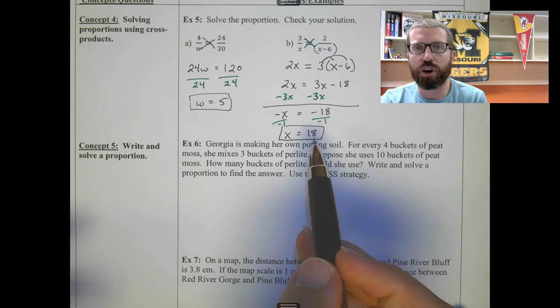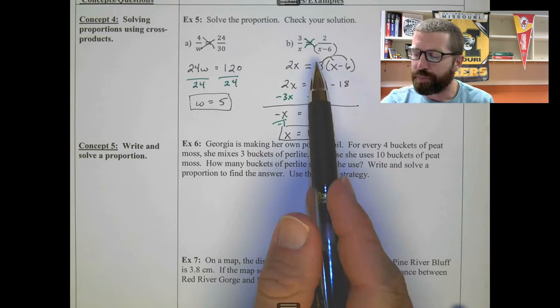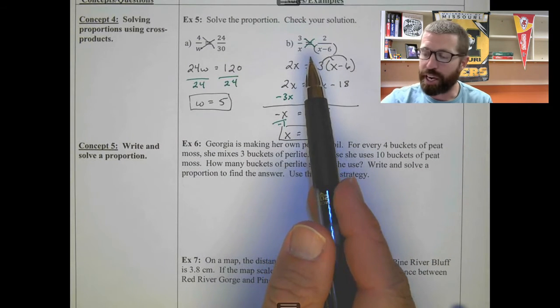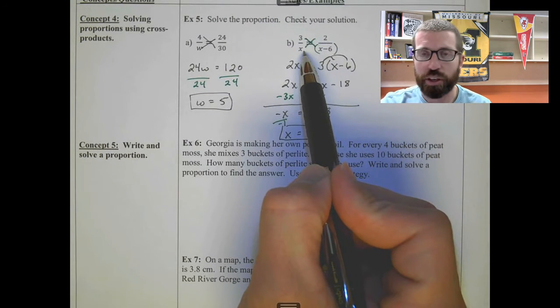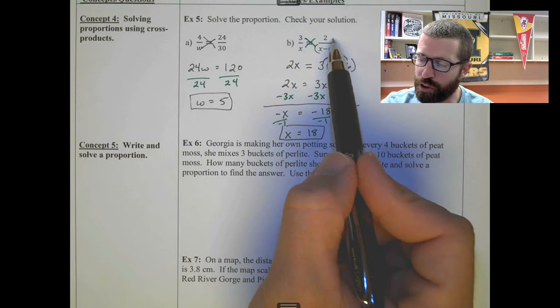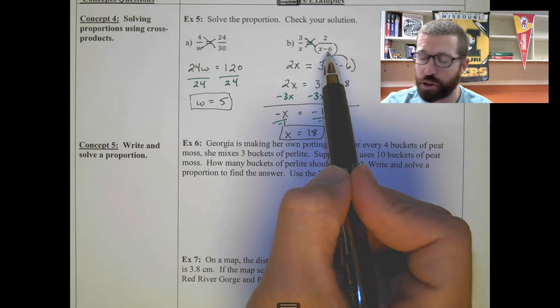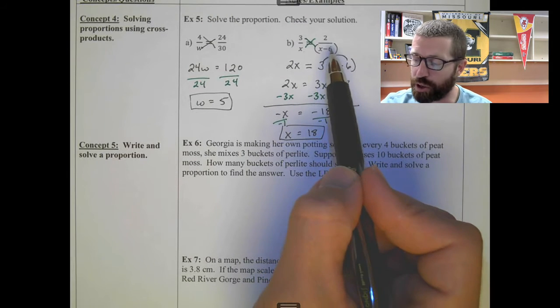Now this one's a little harder to check your work because it's just a more difficult problem. It's more complicated. But you could plug 18 in for x and you get 3 over 18. So the bigger number's on bottom. And then this would give you 2 over 12. And so the bigger number's on bottom here.